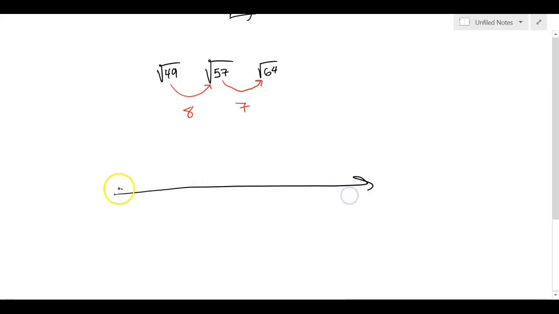Draw my number line. This is radical 49, which is 7. This is radical 64. I'm going to count this out. 49, 50, 51, 52, 53, 54, 55, 56, 57, 58, 59, 60, 61, 62, 63, 64. Those are not the greatest spacings. I agree with that. I understand. But let's count this out.